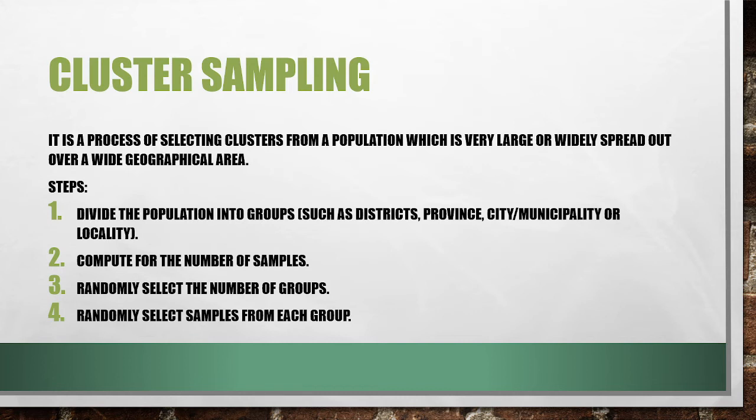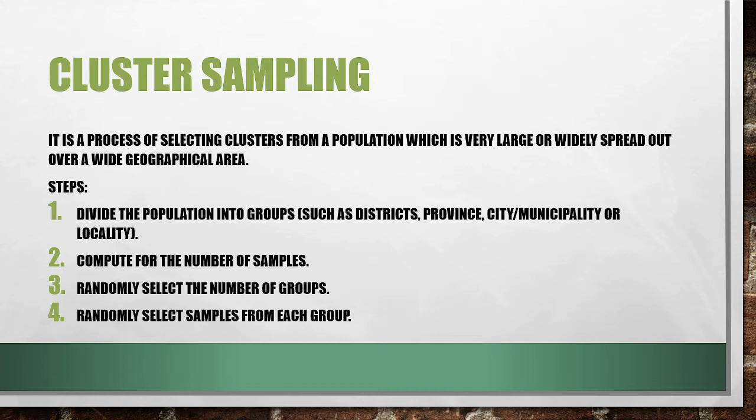So, since a wide geographical area is what we are talking about, it can be a district, or by province, by city or municipality, or locality. In that, again, you need to compute for the number of samples. By number of samples, we will be considering here the number of municipalities. Then, we will randomly select the number of groups. By groups, like the 13 municipalities in Zambales, we will be selecting some of those groups. Then, within those groups, you will be randomly selecting samples from each group.